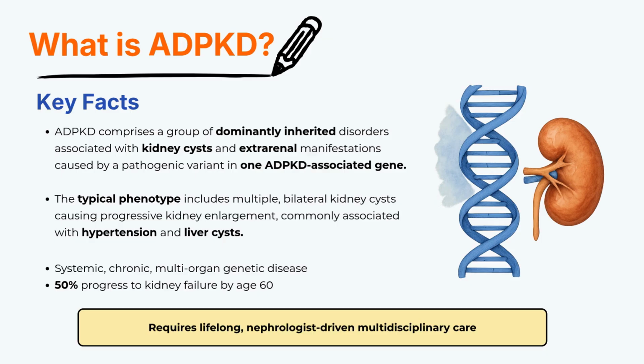The typical phenotype is pretty characteristic. Patients develop multiple bilateral kidney cysts that gradually increase in size and number over time. This leads to progressive kidney enlargement, often long before kidney function starts to decline. Clinically, hypertension is usually one of the earliest findings and may start to be relevant before stage 3 CKD.